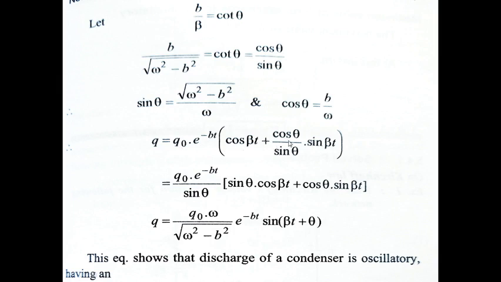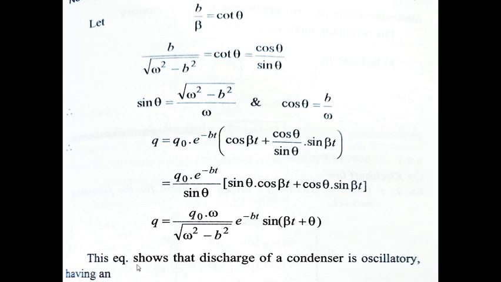So q is equal to q0 e raised to the power minus bt into cos beta t plus b by beta, that is cot theta, and it is cos theta upon sin theta. Then simplify. If sin theta is taken out of the bracket, then q0 into e raised to the power minus bt upon sin theta, in the bracket we get sin theta into cos beta t plus cos theta into sin beta t. That bracketed quantity is nothing but sin of beta t plus theta, and sin theta can be written as under root omega square minus b square upon omega. Hence q becomes equal to q0 omega upon under root omega square minus b square into e raised to the power minus bt into sin of beta t plus theta.